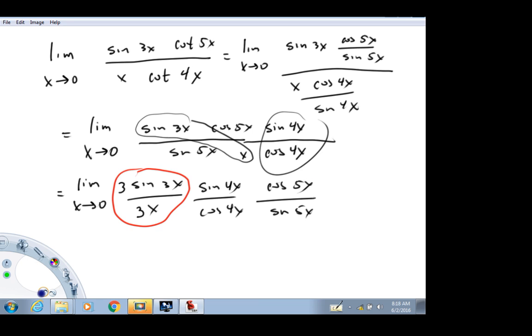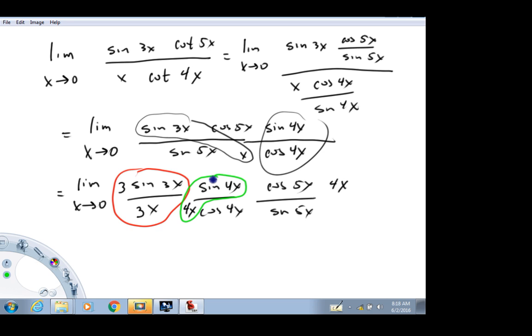Again, wanting to use my sine theta over theta goes to 1 as theta goes to 0. Let's do this. Let's take this term and divide it by 4x. I can do that as long as I multiply by 4x somewhere else. I'm just going to put that over there. That has not changed anything because 4x over 4x is 1. And what I know now, and I'm going to circle this in green, is that that limit is 1.